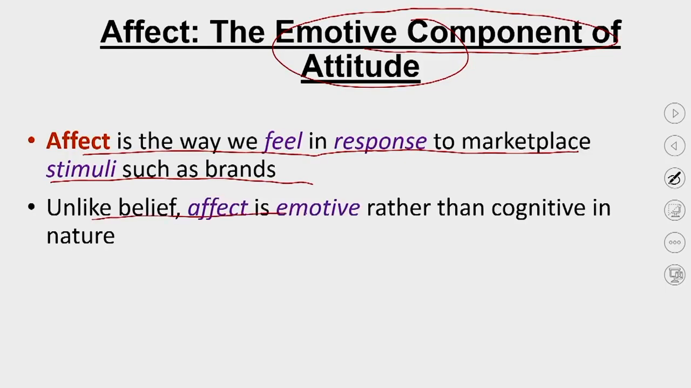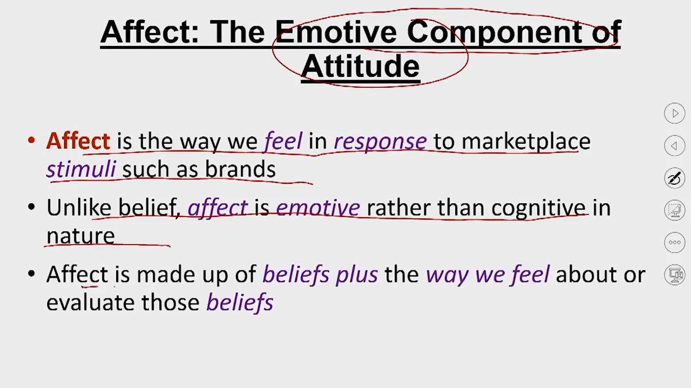Unlike belief, affect is emotive rather than cognitive in nature. So we have seen that affect is emotion based. Now this affect is made up of belief plus the way we feel about it. As I said, the affective component of attitude is dependent on what knowledge you have. The knowledge that you have about a particular product will decide the way you feel about it. So the way you feel about a product has a lot to do with what knowledge you have about that product.